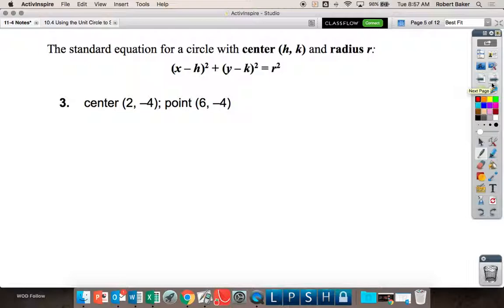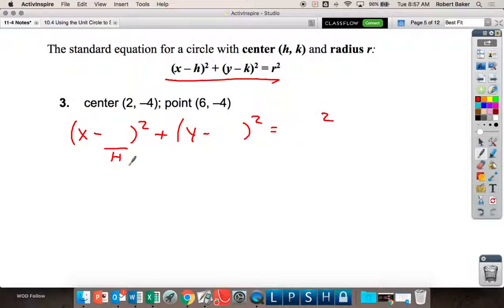We're going to write down my equation and we'll fill in the blanks. I'm just going to use this equation and fill in h, k, and r. (x minus something) squared plus (y minus something) squared equals r squared. Looking for h, k, and r. So what is your h value? 2. What is your k value? -4.